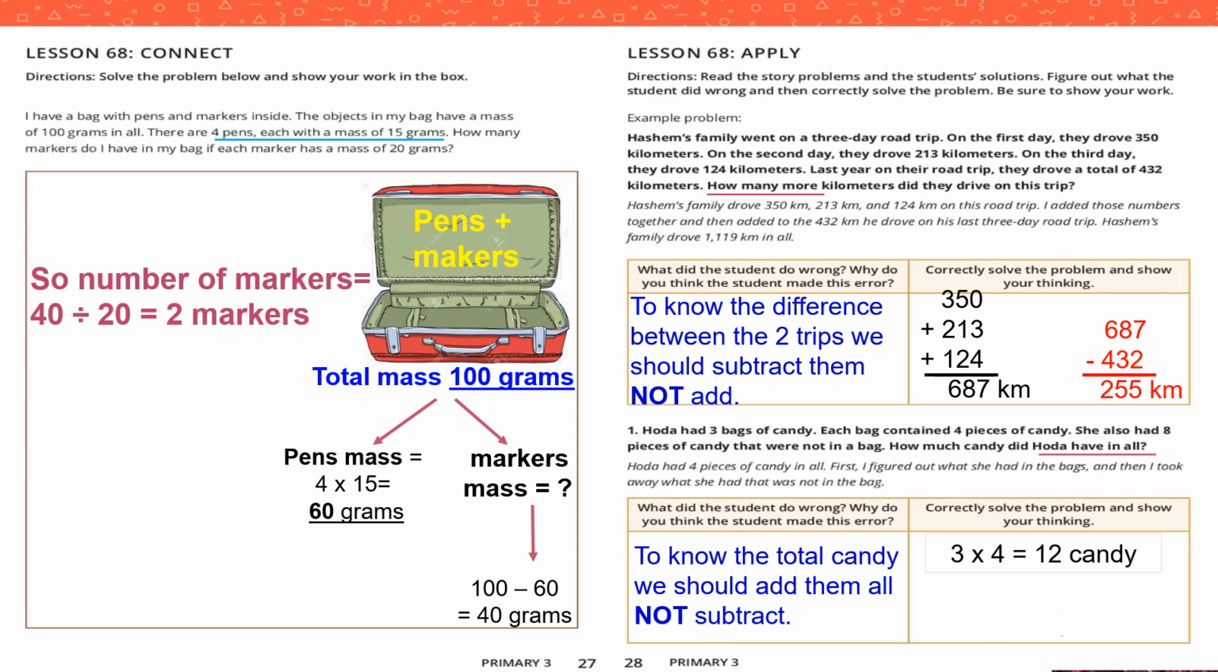So I have 3 bags, inside each bag 4, so 3 times 4 equals 12. Also, she has 8 candies. So we will add 8 candies with these 12 candies. Okay, equals 20 candy.